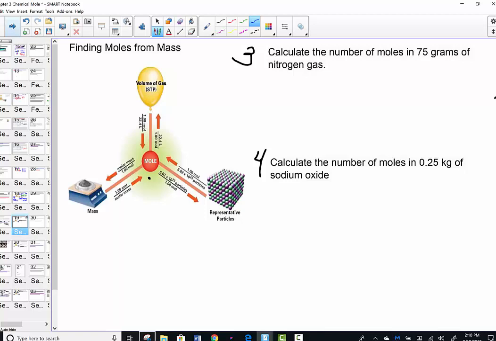So let's talk strategy as I look at this question. Number 3 is what we'll focus on. Let's calculate the number of moles. So what I want to find is a unit called mole. And this time I'm given grams of nitrogen gas.